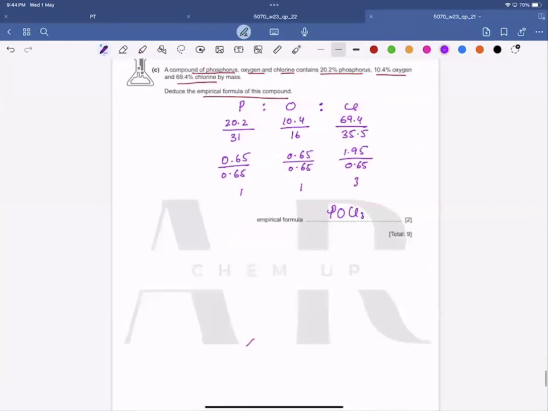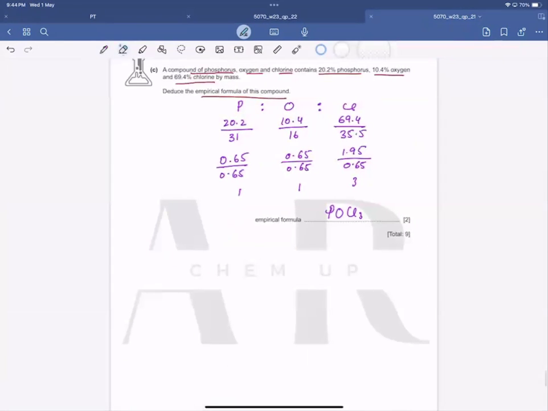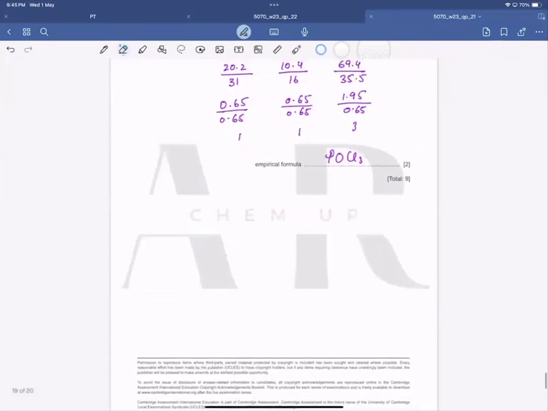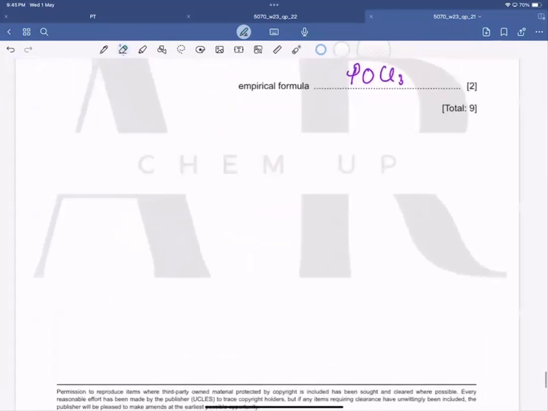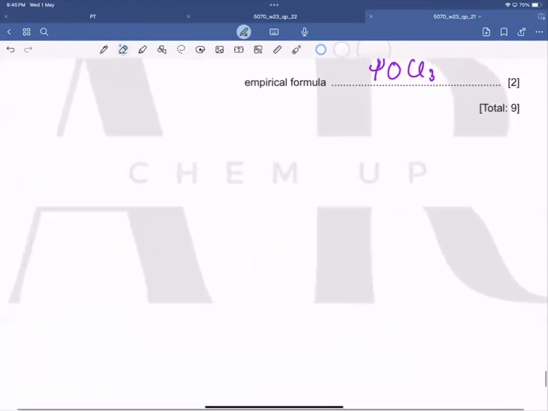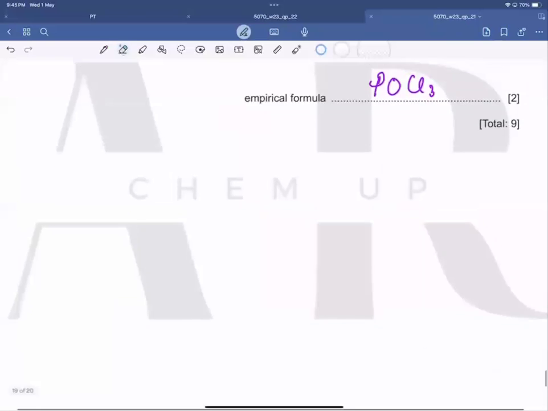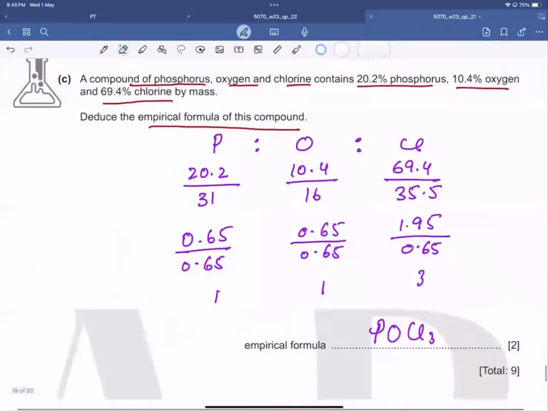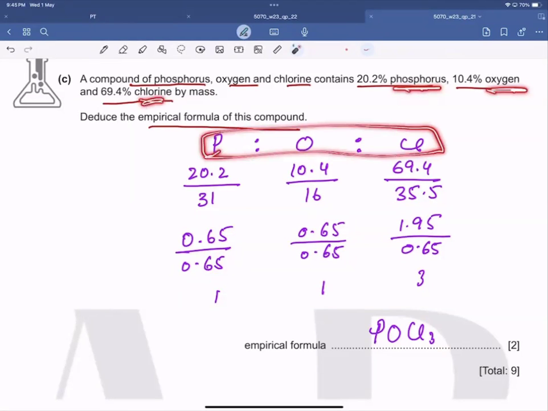Okay. So we have completed the paper. No, it won't be wrong. You can write like P, Cl, and O. But the easiest way of doing this: they have written phosphorus first, so write phosphorus first, then they have written oxygen, then they have written chlorine, so keep that order.